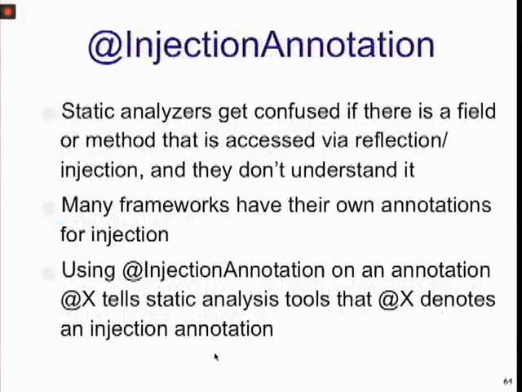Injection annotation. So static analyzers get confused if there's a field or method that's accessed via reflection or injection. They don't understand that that can happen. And a lot of frameworks have their own annotations that they've defined that indicate that the framework should do some sort of injection on this field. And so what we're going to do is define a meta-annotation, injection annotation. And if you put injection annotation on an annotation you define called X, then wherever you use X, the static analyzers will understand, oh, this thing is going to be manipulated in some way I don't see in the source code.